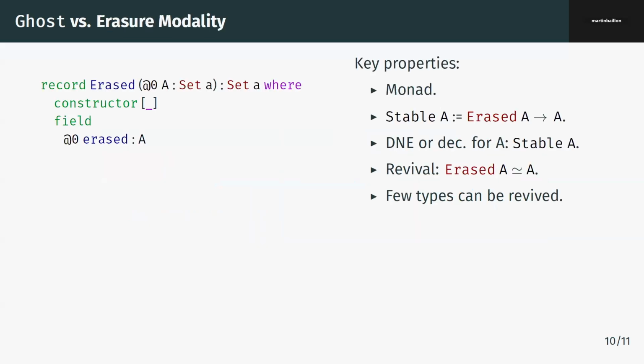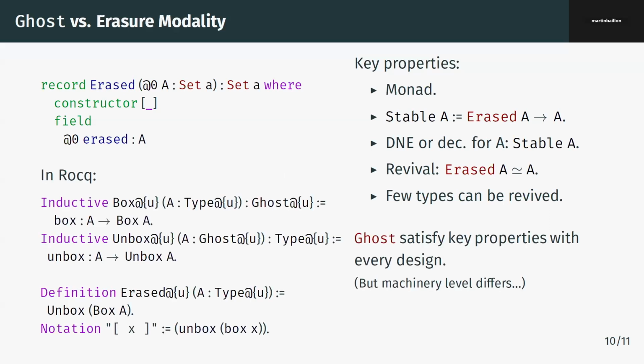Finally, there is this erased modality that has been studied a bit by Nils Anders Danielsson. And we satisfy quite a few properties using the Ghost sort. Notably, that it's a monad. We can define stable types: if we have an erased A, then we can get an actual inhabitant of this type, and the revival as an equivalence between erased and not erased types. And so we can do something like this in Rocq, which is a bit ad hoc, but we actually satisfy these things also.